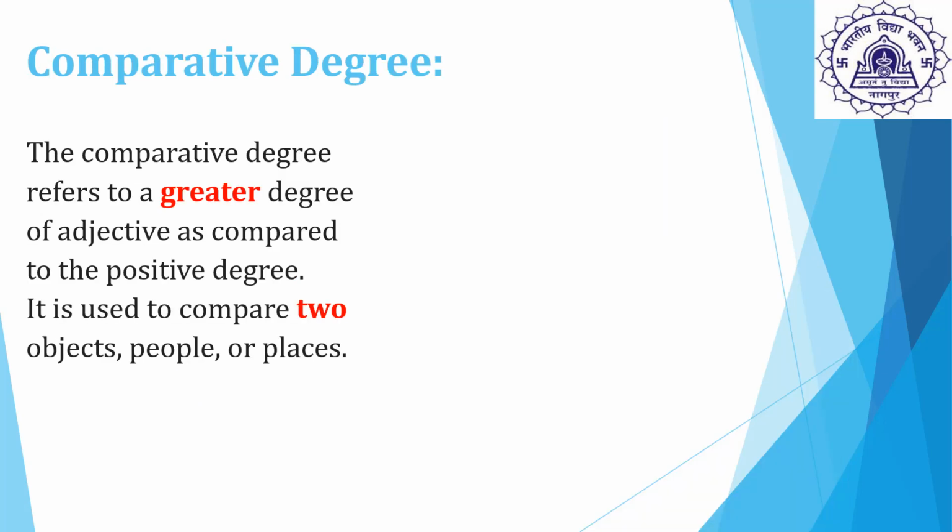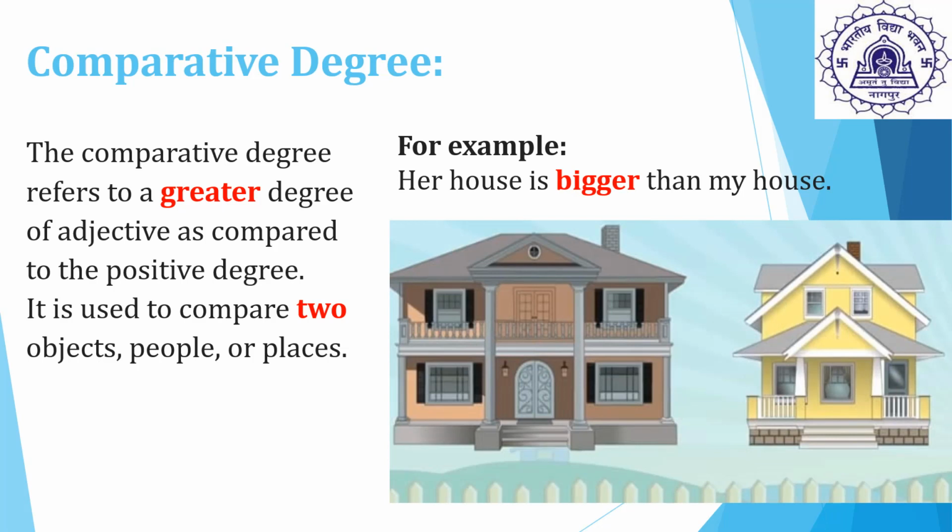In the comparative degree, children, as the name itself suggests, we are comparing two things together. We are comparing two objects, two people, or two places. So the comparative degree is a greater degree of adjective as compared to the positive degree, and it compares two quantities. Like for example, her house is bigger than my house. So we are taking two houses and comparing both of them. And when we are comparing, children, the adjective will always be followed by than. Like her house is bigger than my house.